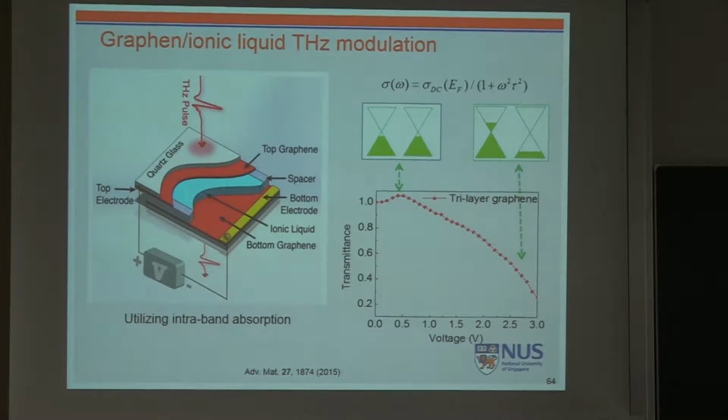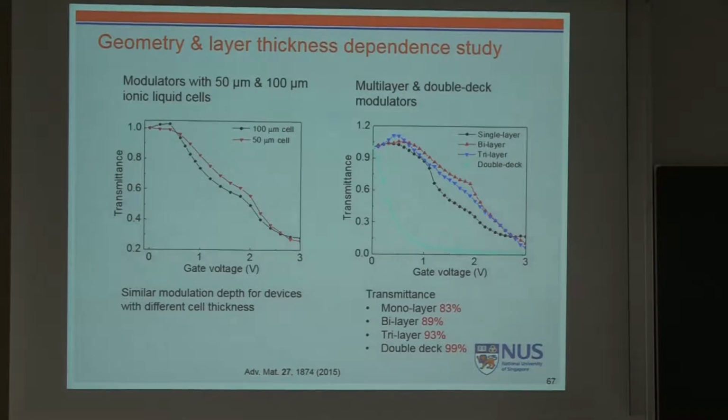Once we do that, terahertz basically works as an intraband transition. Once you have a lot of carrier accumulation in graphene, we can modulate the Fermi level, and depending on the Fermi level, the optical conductivity changes, and we can also change the optical absorption. If you look at the transmission of this device, it changes greatly with a very small voltage. We can also make a double-deck device, and we can even make 99% modulation, which is the largest ever reported.